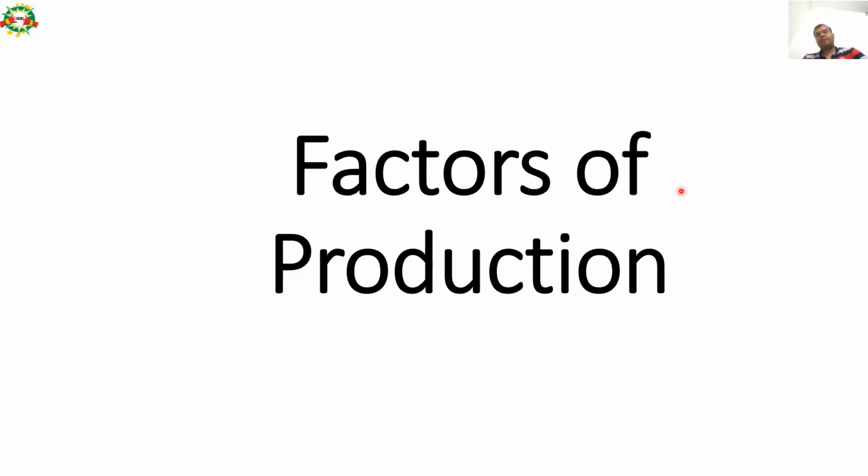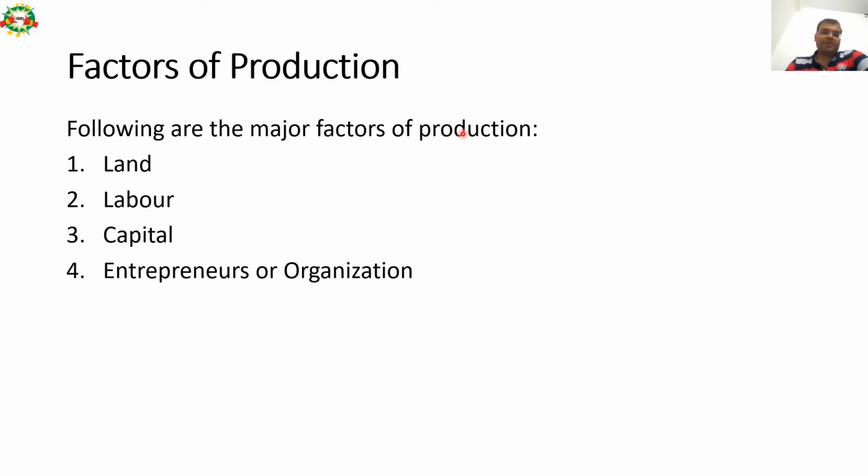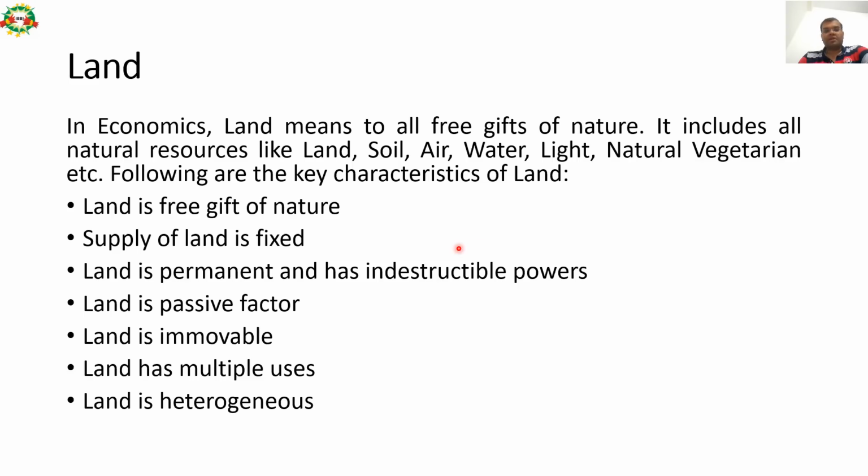So let us talk about the various factors of production. Broadly speaking, there are four major factors of production: land, labor, capital, and entrepreneur or organization. So let us discuss each of these four factors in detail. Land. In economics, land means all free gifts of nature. Please remember this definition of land as per economics. It includes all natural resources like land, soil, air, water, light, natural vegetation, etc.